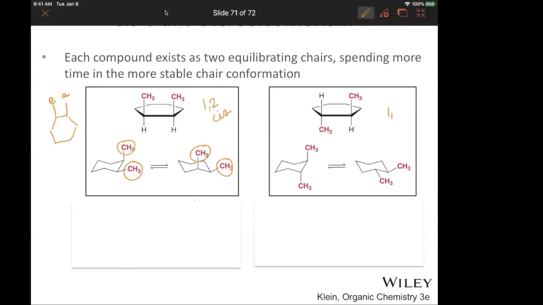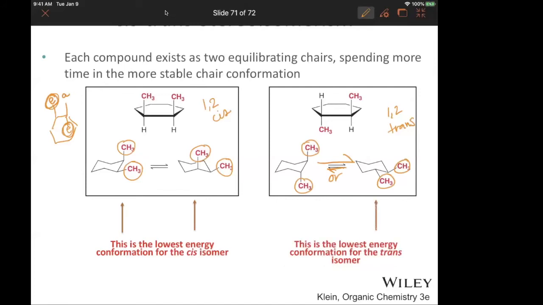If we have 1,2 trans, then if we go back over to my cheat molecule, we have 1 equatorial and the other one's equatorial as well. And so we end up with diaxial or diequatorial. And of course, the diequatorial is much more stable. So that equilibrium arrow might look more like that. So the one with equatorial is more stable.